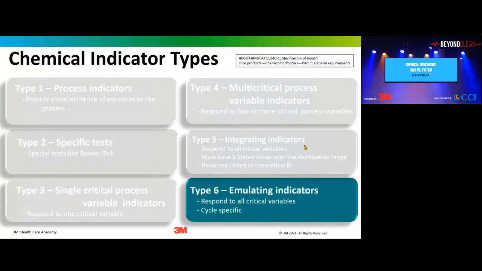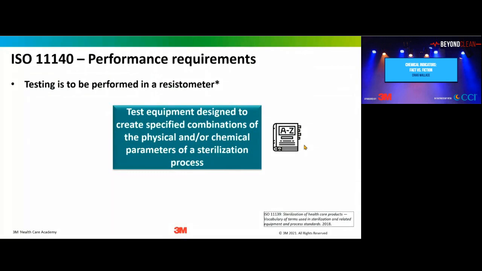So when these requirements are stated in the standard and the manufacturers have to test to them, that testing has to be done in a special piece of equipment called a resistometer. Again, here's another definition: it's a piece of test equipment designed to create specified combinations of physical and chemical parameters of a process. And that really doesn't say it all. Resistometers are very, very tightly controlled test sterilizers. They are meant to take as many variables out of a process as possible, so when you're testing an indicator, you can get a much clearer line of sight as to how that indicator is performing.